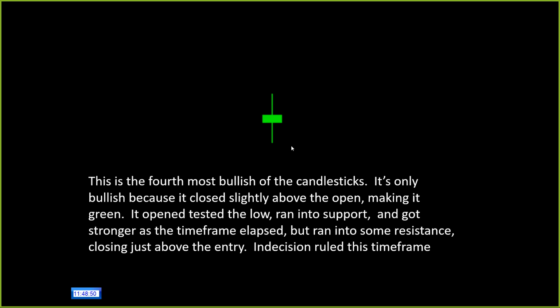Now this is the fourth most bullish, and it's really bullish only because it closed slightly above the open. That's what made it green. But indecision is what ruled this time frame. You went up, ran into resistance, came down, ran into support, ran up, moved into resistance. It is kind of a weak bullish candle.